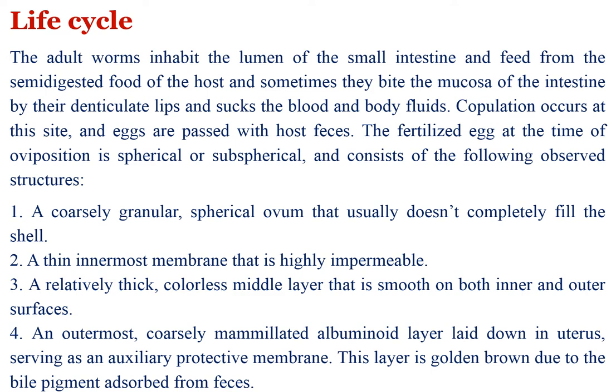3. A relatively thick, colorless middle layer that is smooth on both inner and outer surfaces. 4. An outermost, coarsely mammillated albuminoid layer laid down in the uterus, serving as an auxiliary protective membrane. This layer is golden brown due to the bile pigment absorbed from feces.